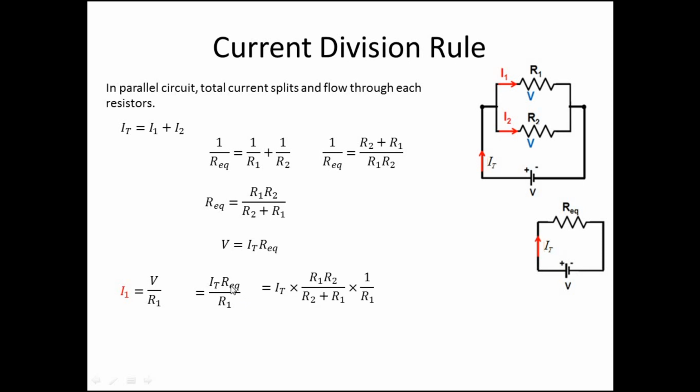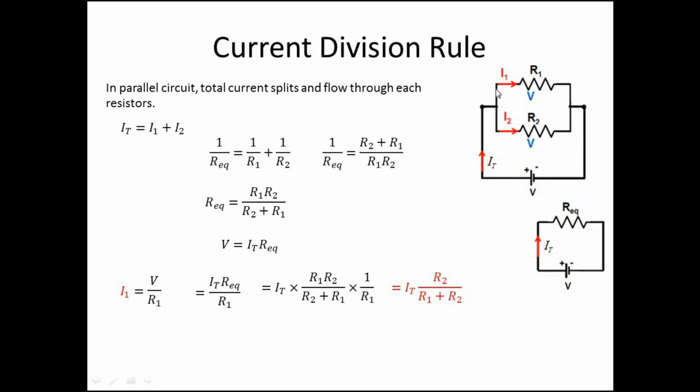So IT is here, 1 by R1 is here, and R equivalent we are terming as R1 R2 by R2 plus R1. And we can cancel this R1. So it becomes IT into R2 divided by R1 plus R2. R2 plus R1 is written as R1 plus R2. So we found the current through R1, that is I1, in terms of the total current and the resistance values.